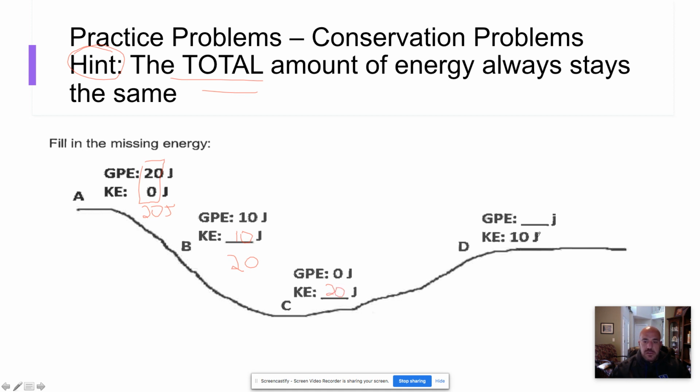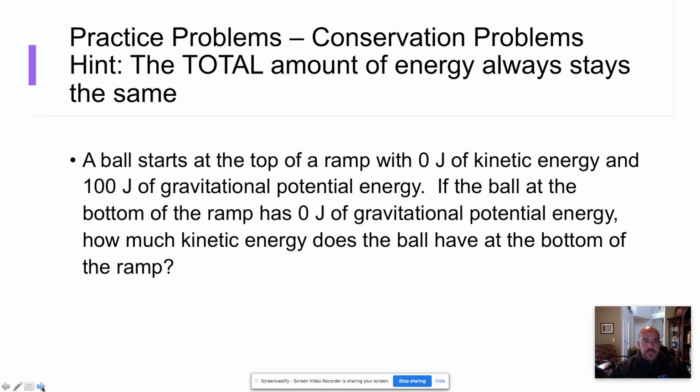Over here, the total's got to be 20. So if we have 10 of one, we have 10 of the other. And simple as that. The total stays the same everywhere. 20, 20. 0 and 20 is 20. 10 and 10 is 20. Total's the same, so we know we're right.